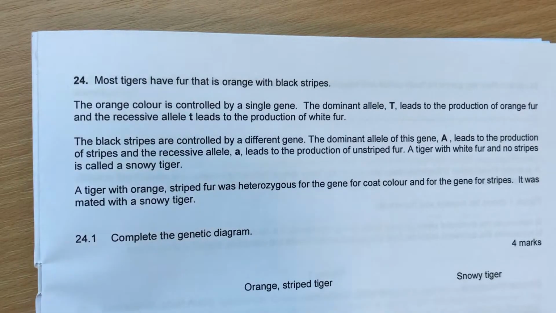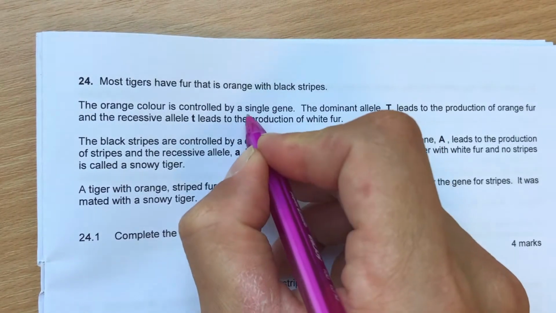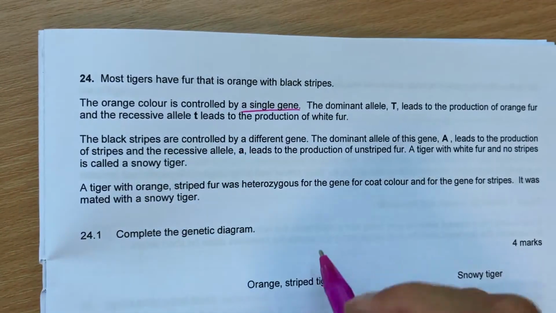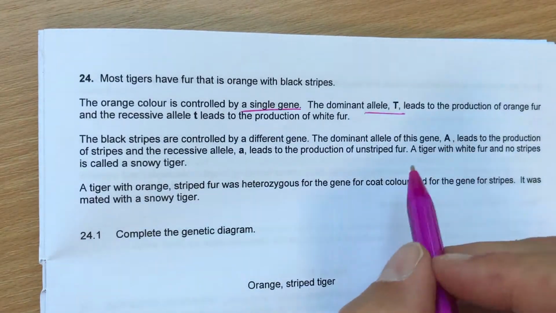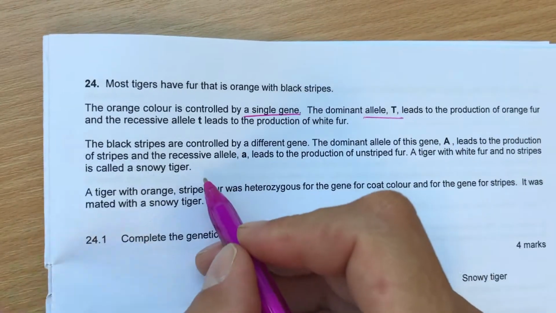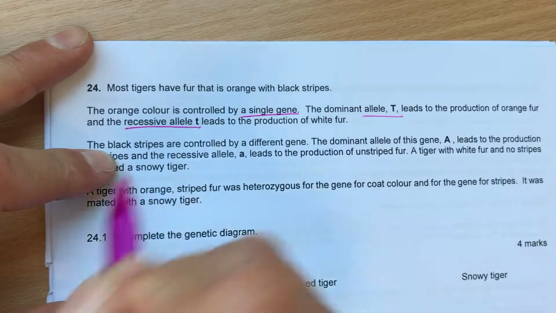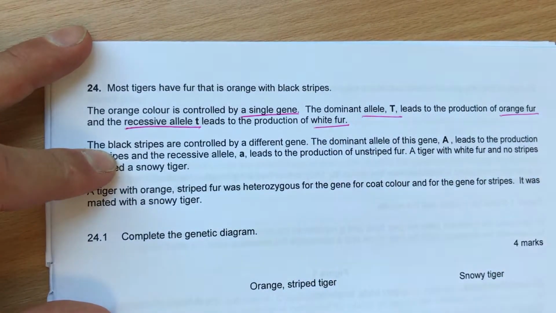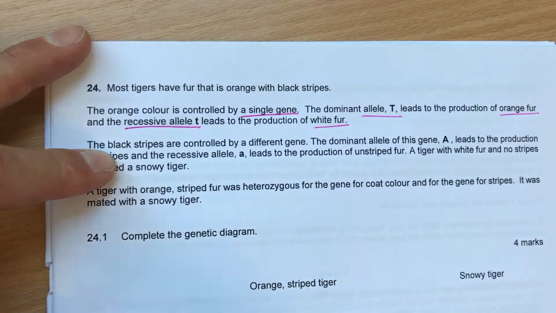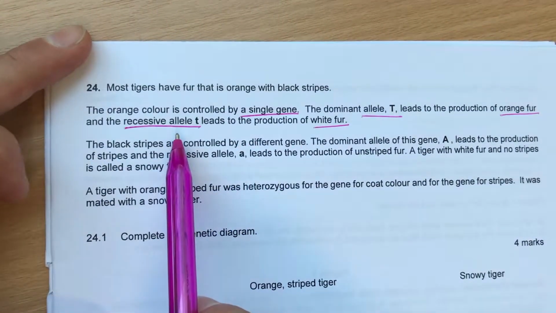Orange is a colour controlled by a single gene. The dominant allele, T, leads to the production of orange fur, and the recessive allele, t, leads to the production of white fur. So we've got orange fur controlled by the dominant allele, white fur controlled by the recessive allele.